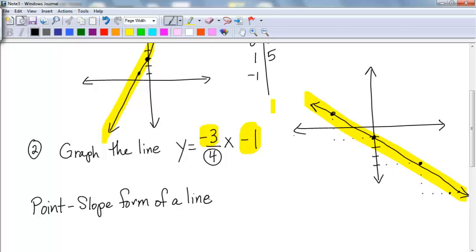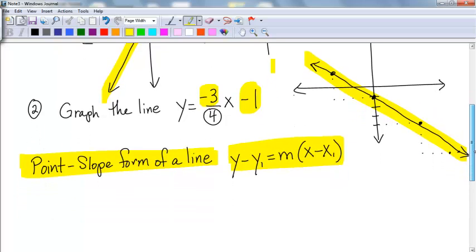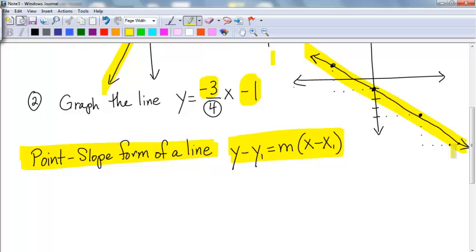Okay, point-slope form of a line. That is this equation: y minus y sub 1 equals m times the quantity x minus x sub 1. And that's called point-slope form of a line.